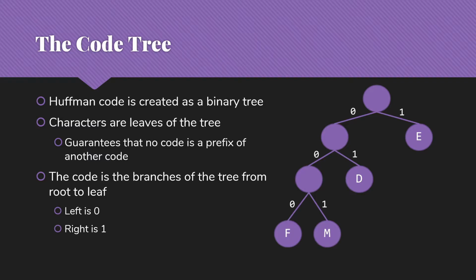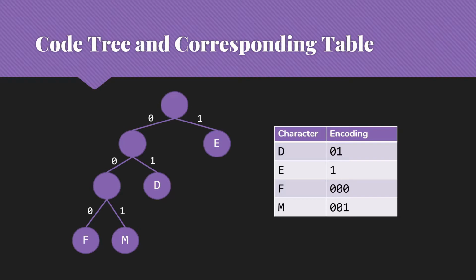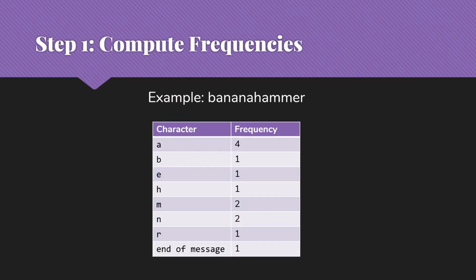So in this particular case, the code for E would be 1. The code for M would be 0, 0, 1. And here is the table that corresponds to this code tree. So we can see the set of bits that we would use to represent each of these characters. So D would be a 0, then a 1, and F 3 zeros. So let's see how this works going through an example.